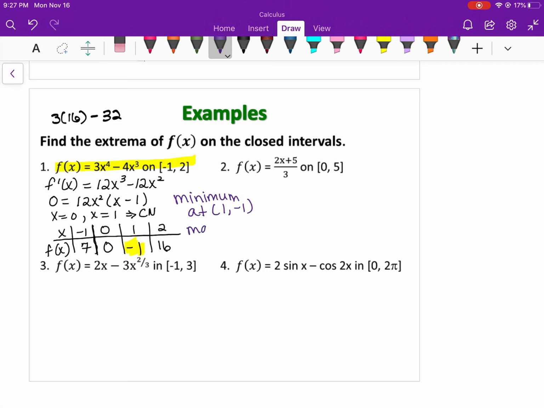And then we have a maximum at 216. Now, 216 would be considered an absolute maximum because it is happening at an endpoint. But for now, don't worry about tying the word relative or absolute to this. Just call it a minimum or a maximum, and we'll be good to go.